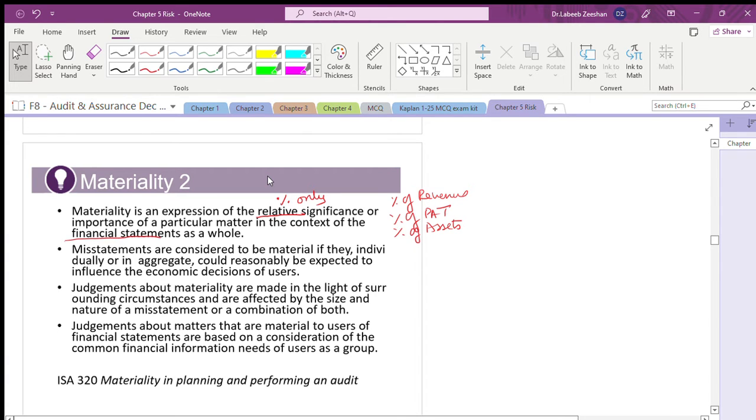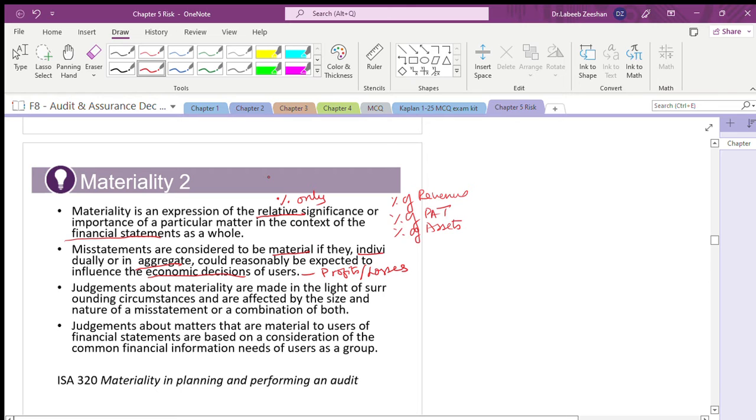Misstatements are considered to be material. Material means definitely it matters. If it is 20,000 reals, we cannot just say 20,000 reals. We have to say that it is 1% of revenue, whether individually or in the aggregate. And it should have an impact on the economic decisions of the users. Basically, it will have an impact on profits or losses.